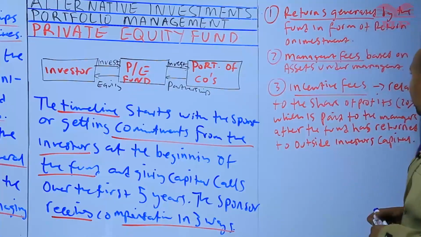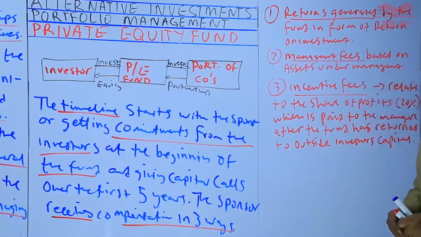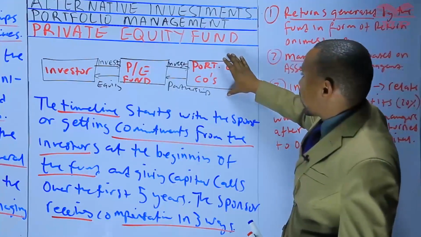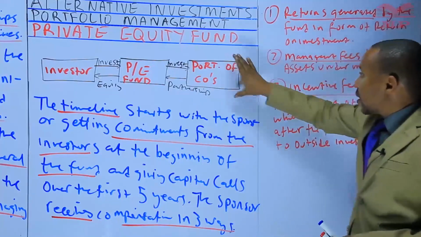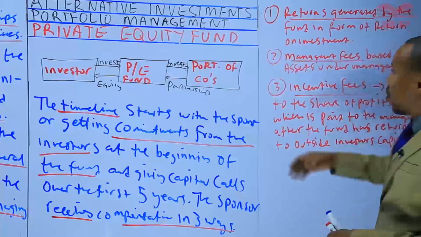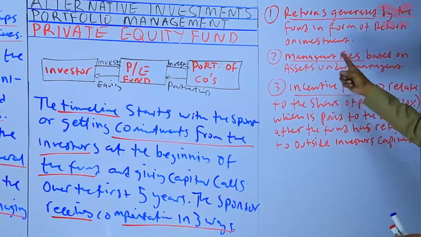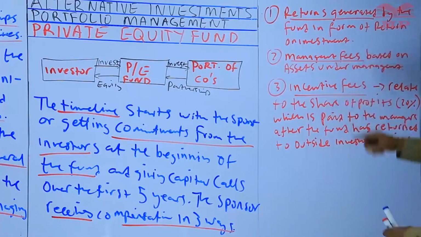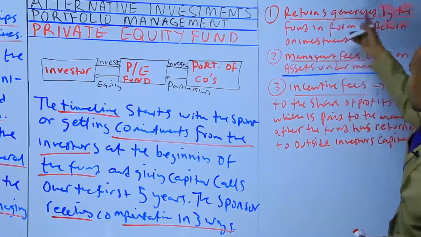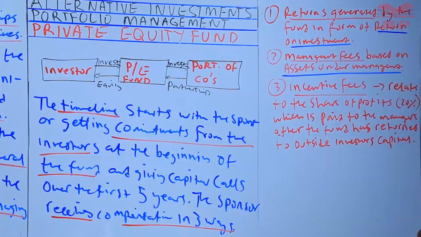Number 2, management fees based on assets under management. It's usually between 2 and 4% on assets under management. So if you're managing a portfolio of companies worth maybe 15 billion, the management fee is usually maybe 2%. The general partners usually receive 2% on the value of the portfolio of companies. That's how management fees actually work. It's based on assets under management, or AUM. Returns over here is in form of return on investment. Those are the keywords.